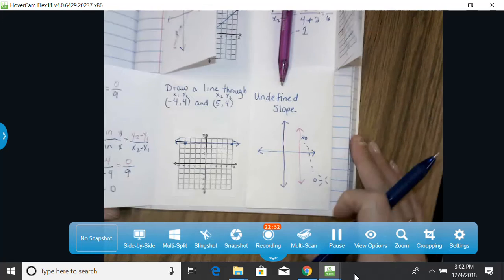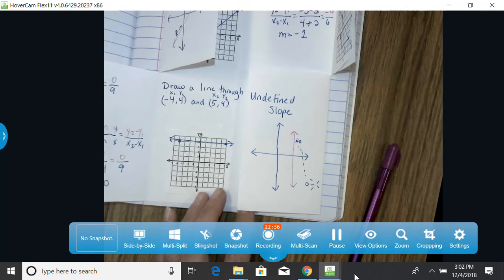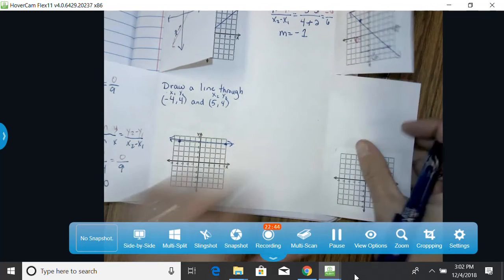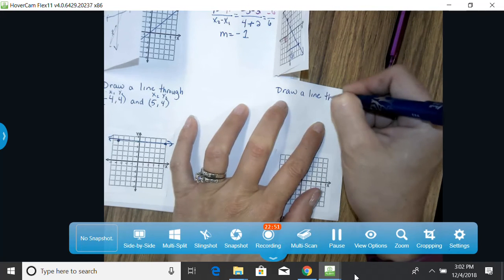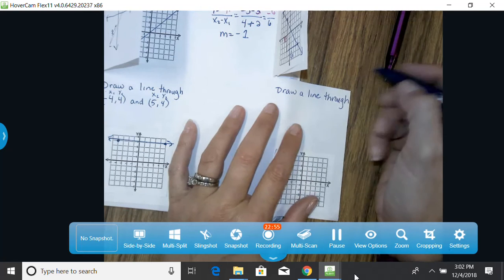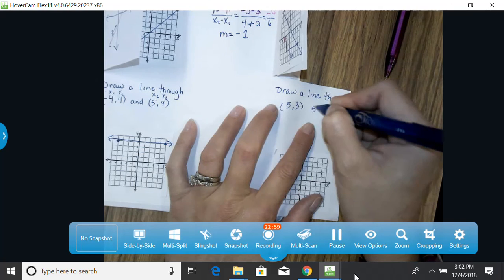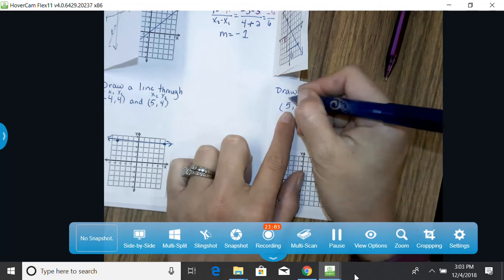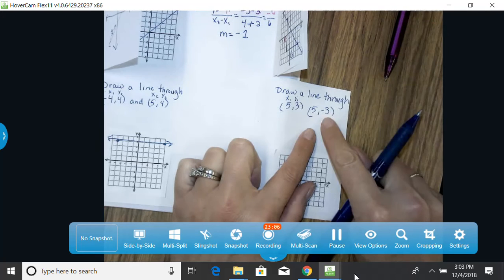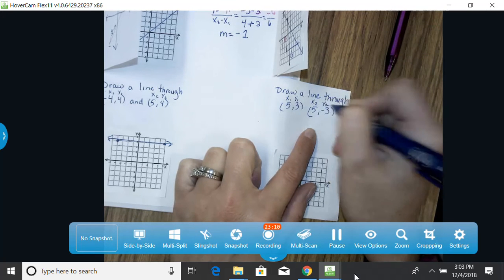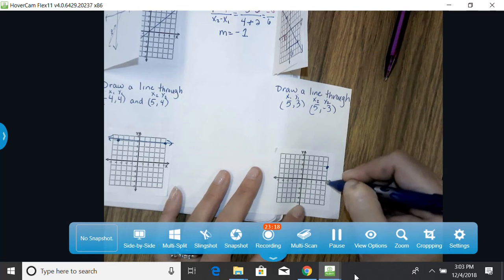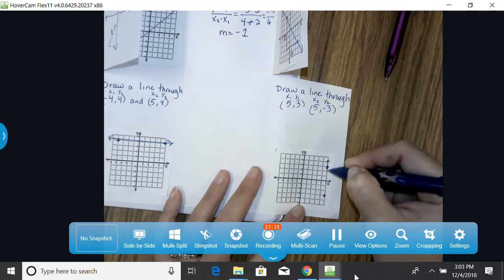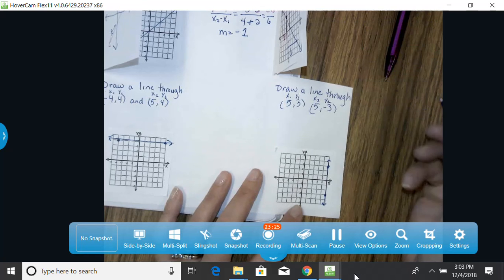And an undefined slope. For this example, we are going to draw a line through the points 5, 3 and 5, negative 3. My first xy pair, x1, y1. My second xy pair, x2, y2. 5, 3. 5, negative 3. And there's my vertical line.